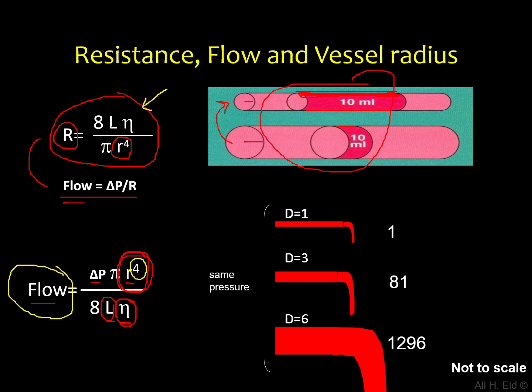On this side, you see that, I'm sorry, a change of diameter, a six-fold increase, can lead to approximately a 1,300-fold increase in the flow. So a change from 1 to 6 led to approximately a 1,296-fold increase in the flow. So obviously the most important parameter to play with in order to regulate flow or resistance, and consequently later on the blood pressure, would be the radius.